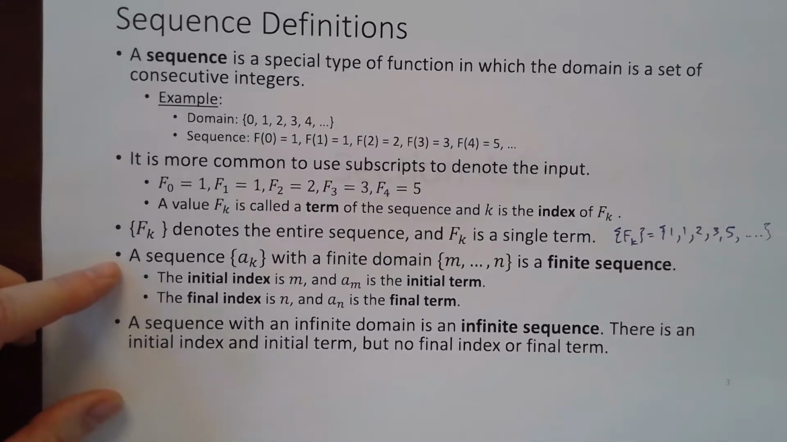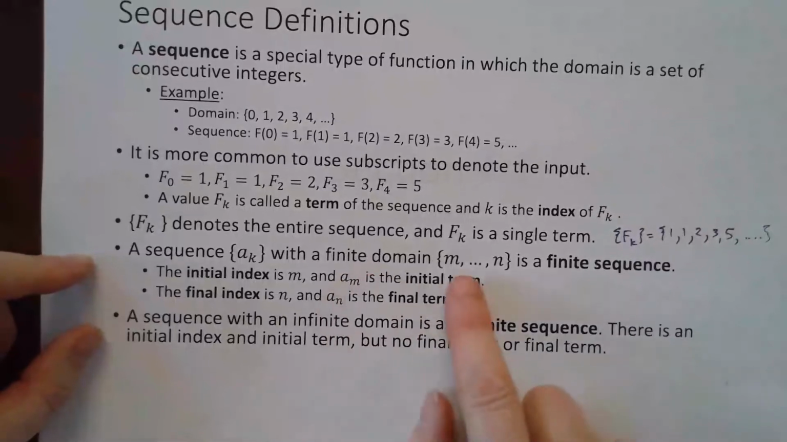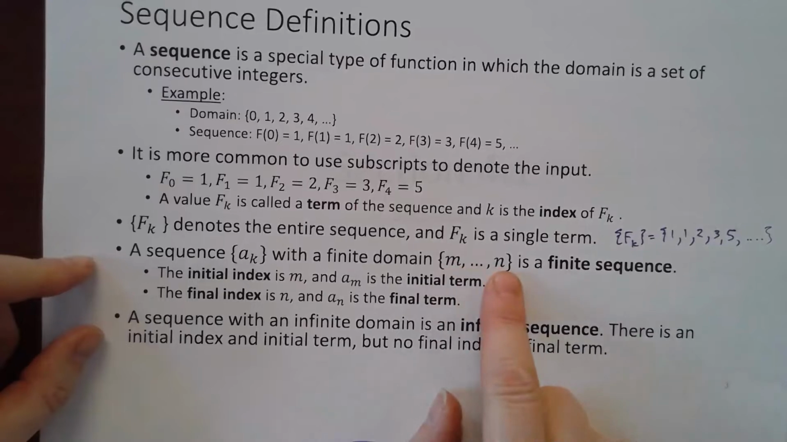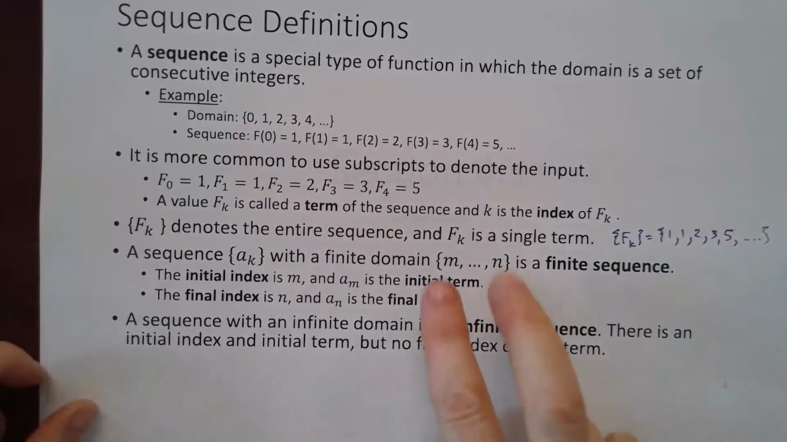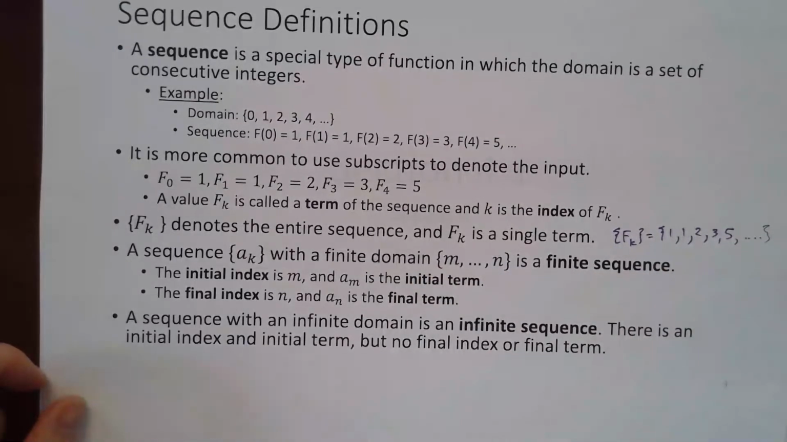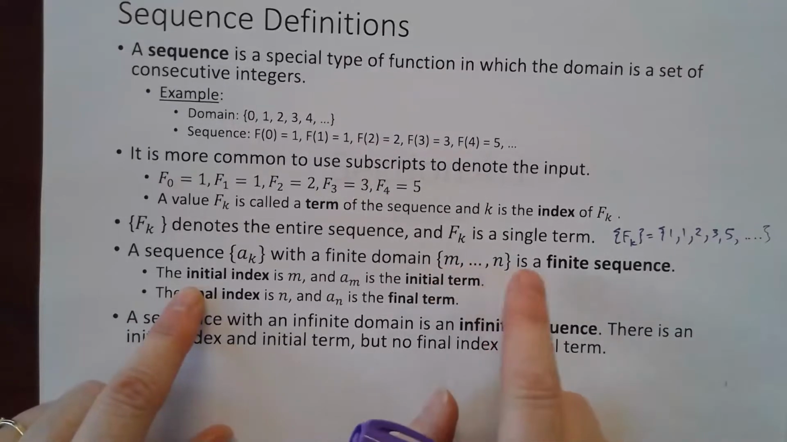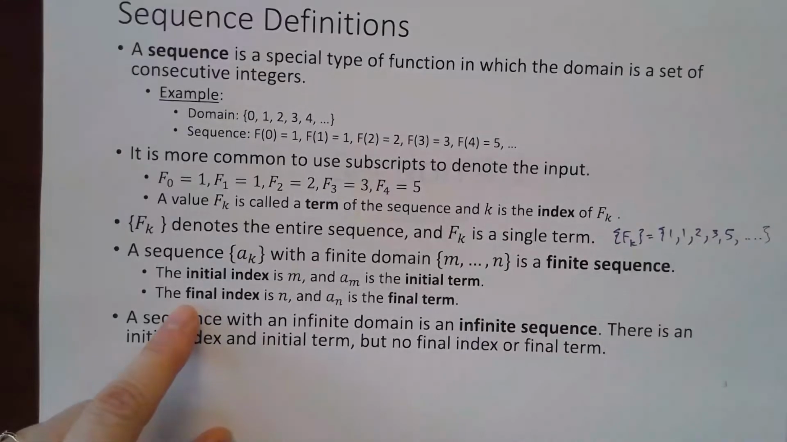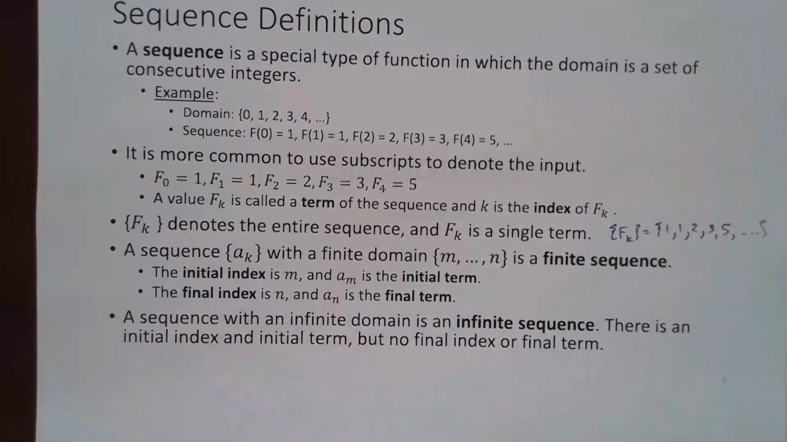Okay, so a couple more. If we have a finite domain, where we start and then have consecutive integers starting at m and ending at n, then it's a finite sequence. So if there's a finite domain, then we have a finite sequence. We call the first index in the domain the initial index, and the last one, the largest value in the domain, the final index. And then the terms associated with those indices would be the initial term and the final term.